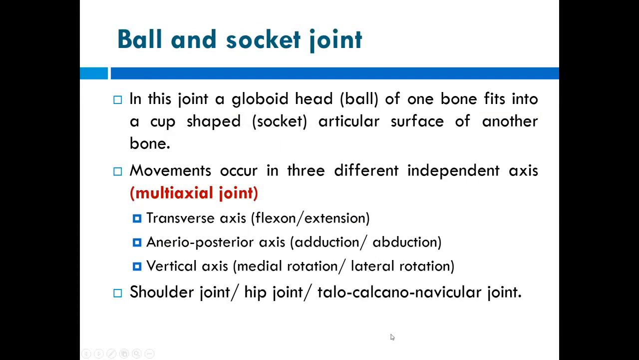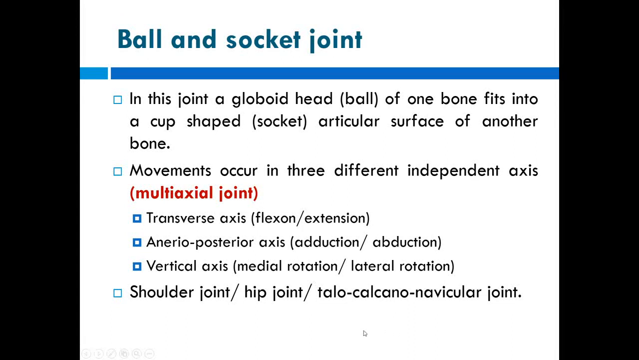Now the last one, but the most important one, the ball and socket type of synovial joint. In this joint, a globoid head or ball of one bone fits into a cup-shaped or socket-shaped articular surface of another bone. Movements occur in three different independent axes. More than two axes means a multi-axial joint, so ball and socket type joints are multi-axial joints.